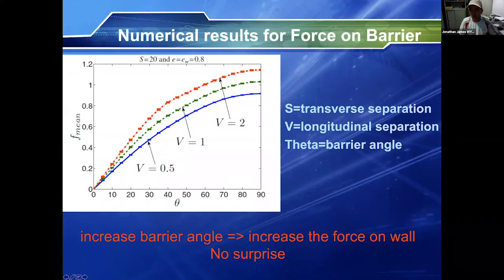So let me remind you again. S is the width of the jet. It's like the measure of transverse separation. V is the distance between adjacent particles, so that's the longitudinal separation. Remember, theta is the barrier angle. And what I'm plotting here is the mean dimensionless force on the vertical axis against the angle of the deflector.